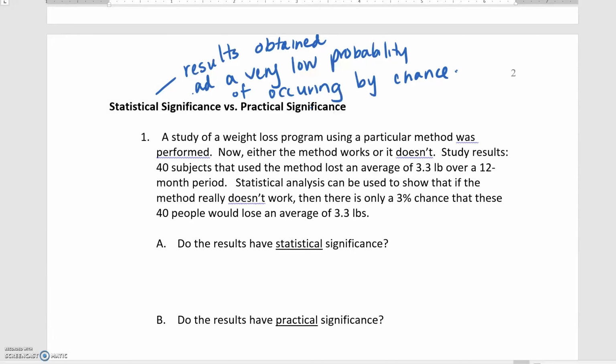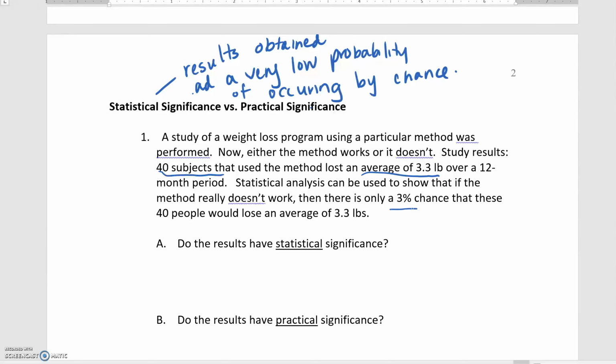So the first example we're going to look at here is about a weight loss program. It says, a study of a weight loss program using a particular method was performed. Now either the method works or it doesn't. So here are the study results. 40 subjects that used the method lost an average of 3.3 pounds over a 12-month period. Statistical analysis can be used to show that if the method doesn't work, there's only a 3% chance that these 40 people would lose an average of 3.3 pounds.